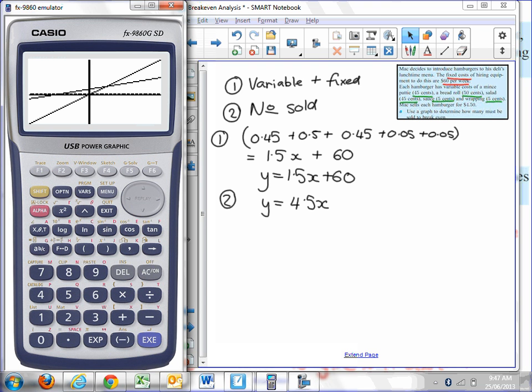Once we've done that, we're going to press F5 for GSolve, graph solve, and we want to see the ISCT, intersects, so the point of intersection. X is equal to 20, Y is equal to 90. So this is saying that you have to sell at least 20 burgers to break even. If you sell 21 burgers, then you're making a profit. The Y means the dollars, so you have to sell $90 worth of burgers. So that is how you do a break-even analysis using the calculator.